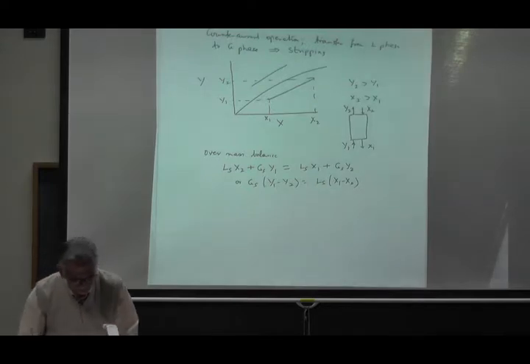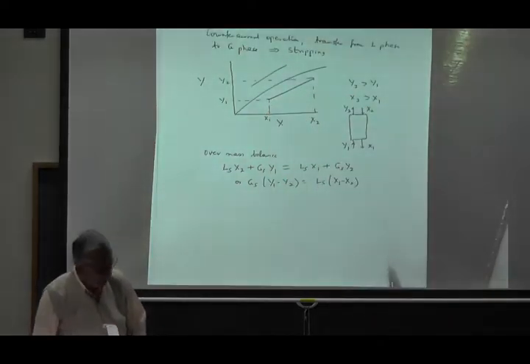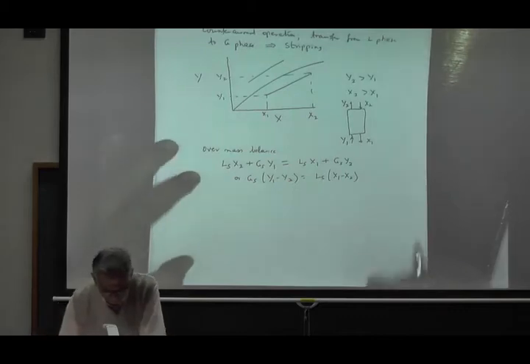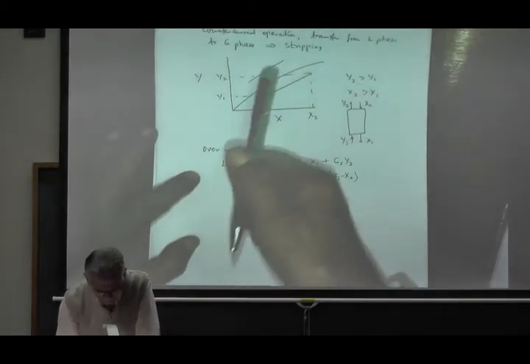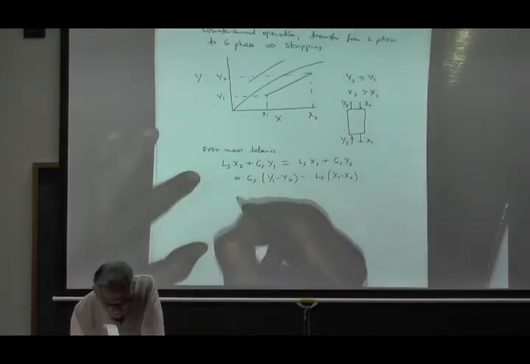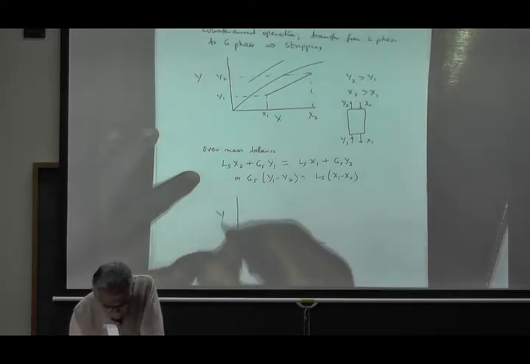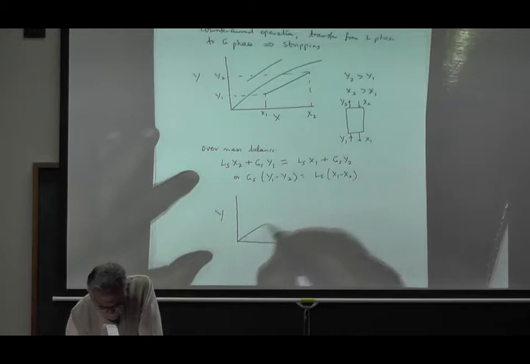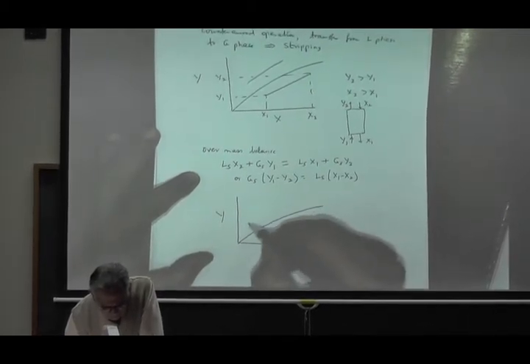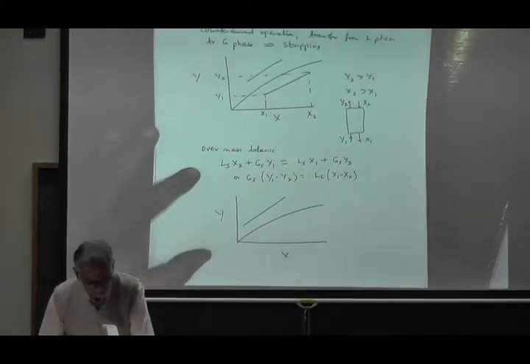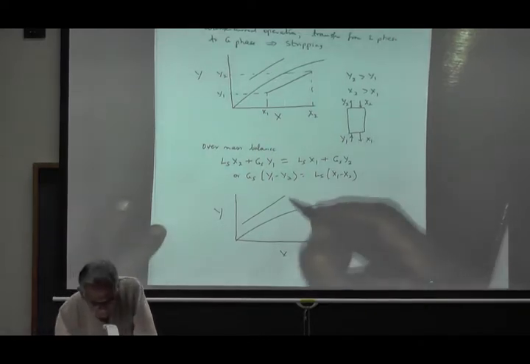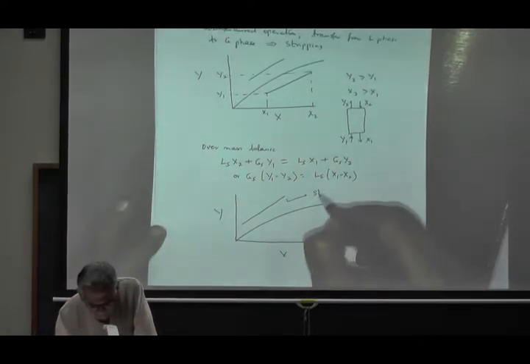Now, what will determine the slope of this line? Coming back to this, what determines the slope of this line? So we have this line. What is the slope? Ls by Gs.